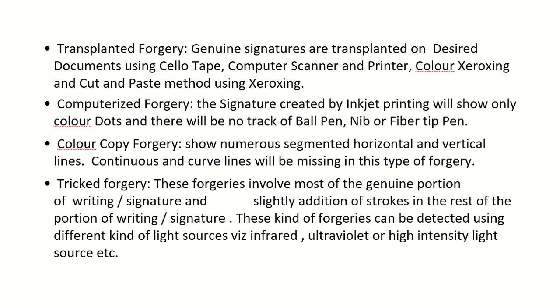strokes. Now, color copy forgery, in which only horizontal and vertical lines are shown, continuous and curved lines are absent. Tricked forgery, in which there is a portion of genuine writing or signature, and there will be slight addition of strokes that are from the forger. These kinds of forgeries are detected using infrared, UV or high intensity light sources.